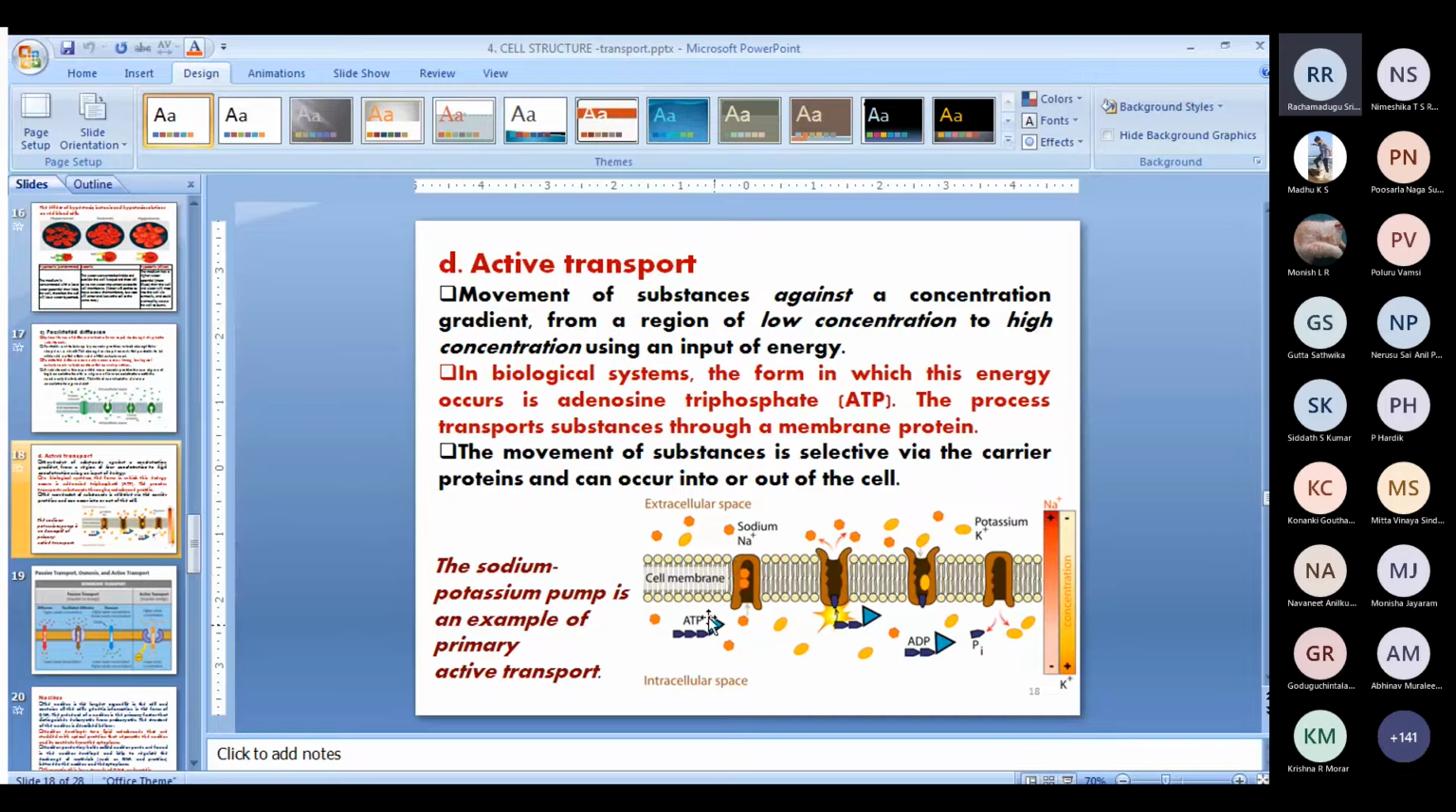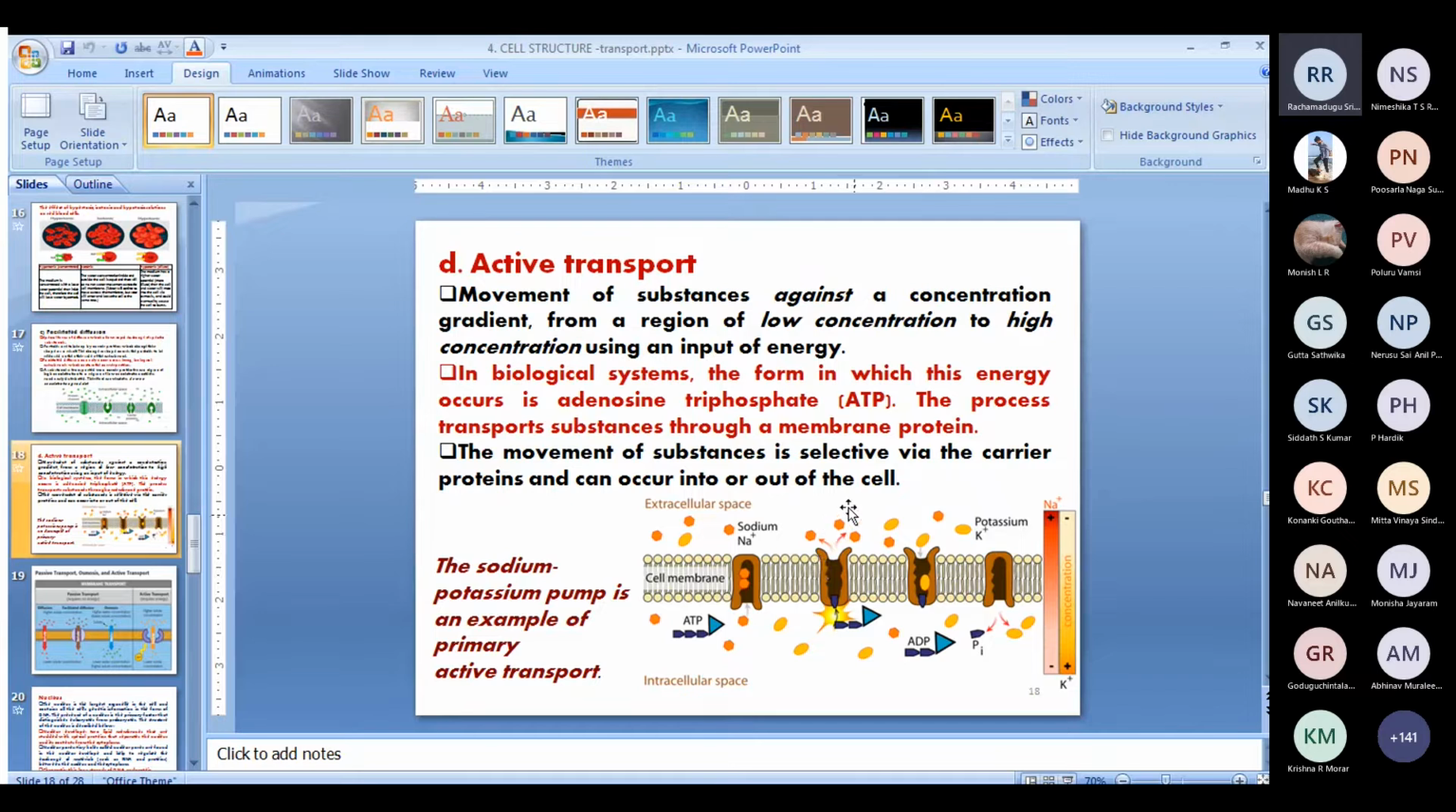Once they get attached, and when an ATP comes and associates with this, it gets dissociated into an ADP and a phosphate. See, ATP is a triphosphate, right? One of the phosphates will get attached to the sodium potassium pump, and the remaining ADP will just move away. That means it's providing energy. This phosphate gets attached to the sodium pump, so the 3 sodium ions which were already attached to the sodium pump will be expelled outside.